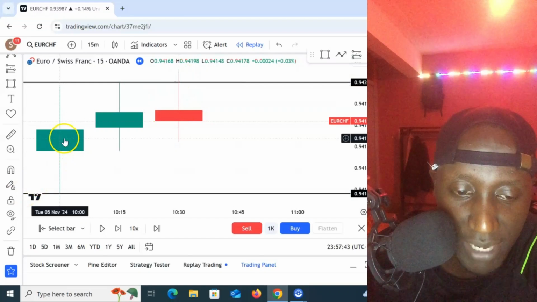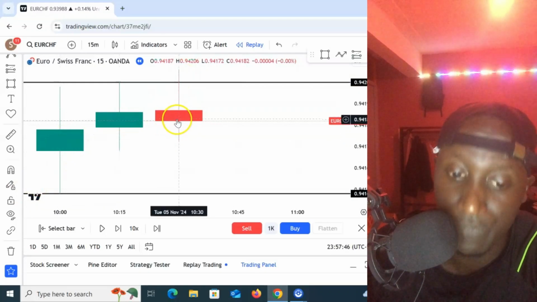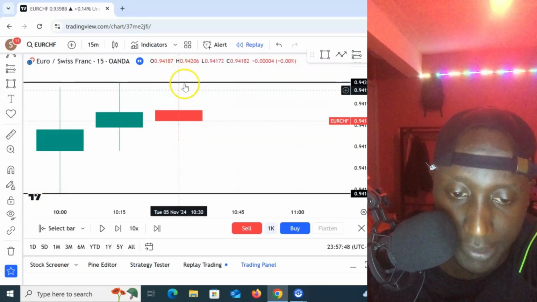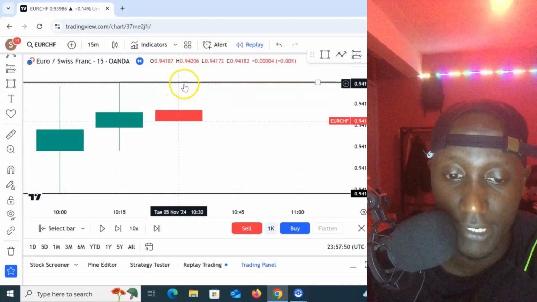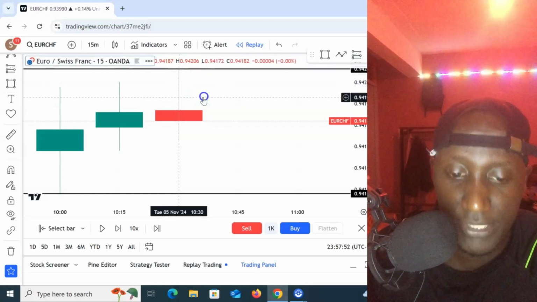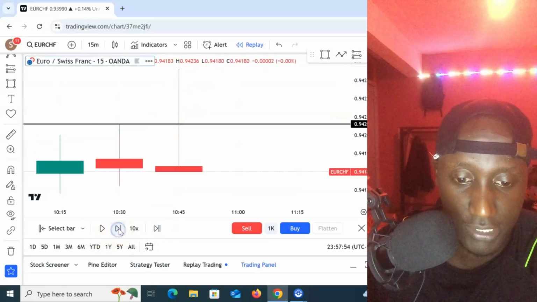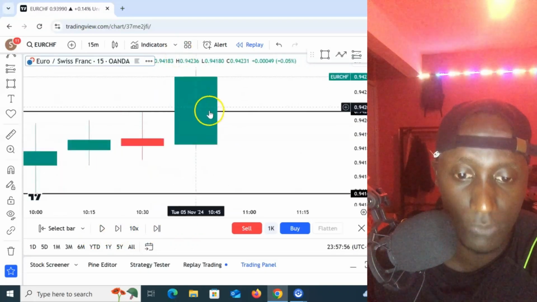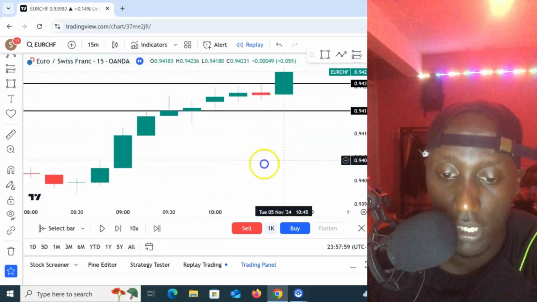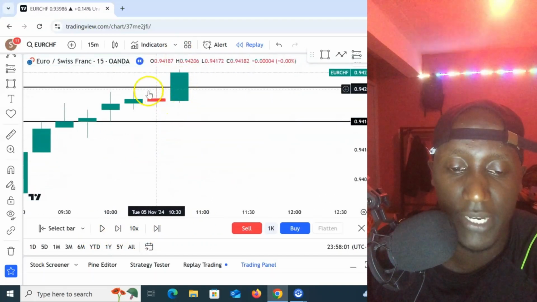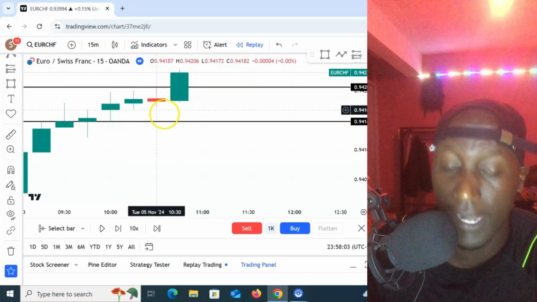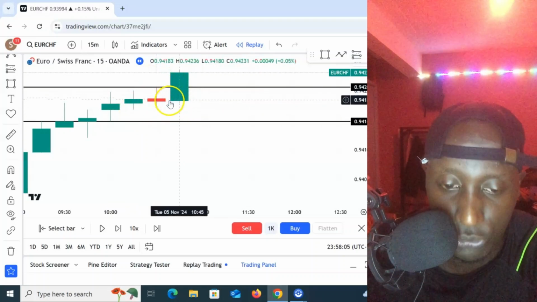So if this was Monday, Tuesday, this would be Wednesday. Then Wednesday gives you a failed breakout and also a first red day. So I'm still very bearish. So the next candle breaks out and closes as a breakout. So now it has invalidated my reversal pattern and now we are in continuation mode.